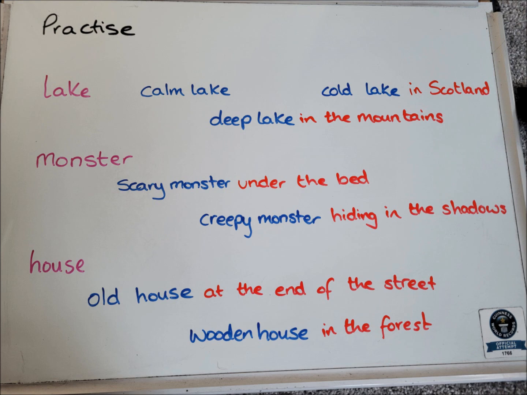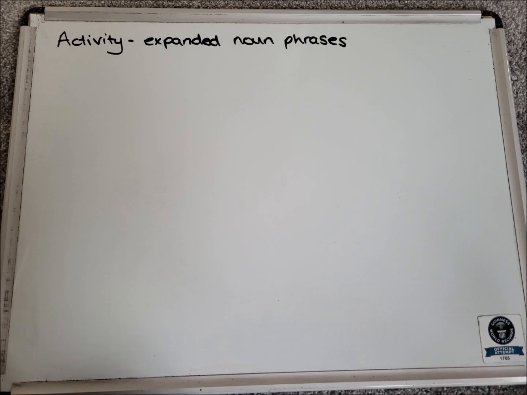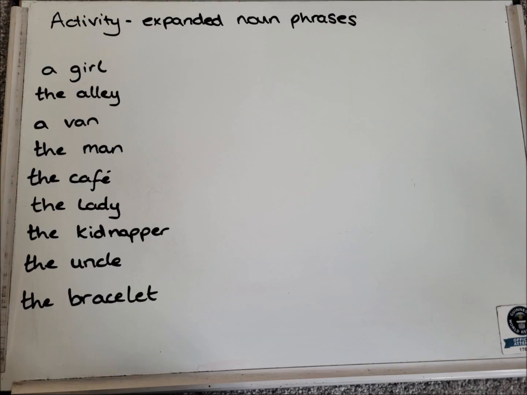So I've got one more activity for you to do for your expanded noun phrases today. On the screen just now I have got a selection of 9, I think, different nouns that I would like you to change into expanded noun phrases. So a girl, the alley, a van, the man, the cafe, the lady, the kidnapper, the uncle and the bracelet. For each one, I want you to think of at least one expanded noun phrase. If you come up with more than one for each one, that's absolutely amazing.